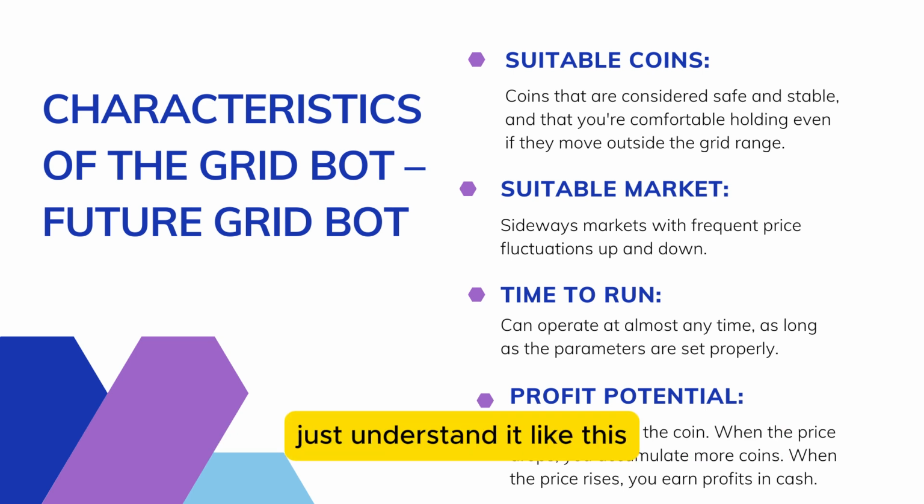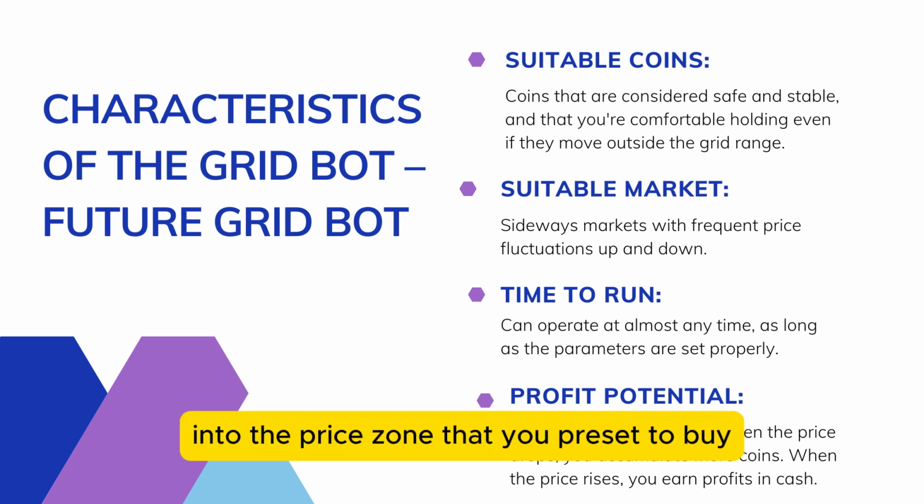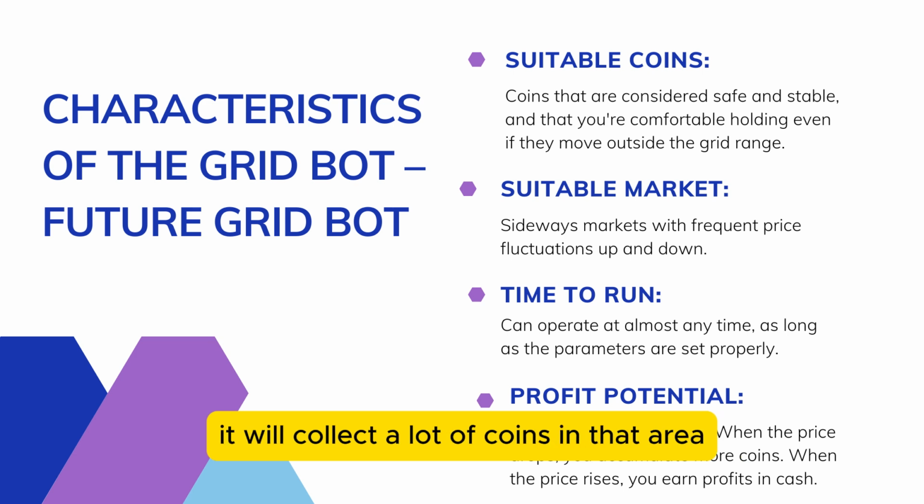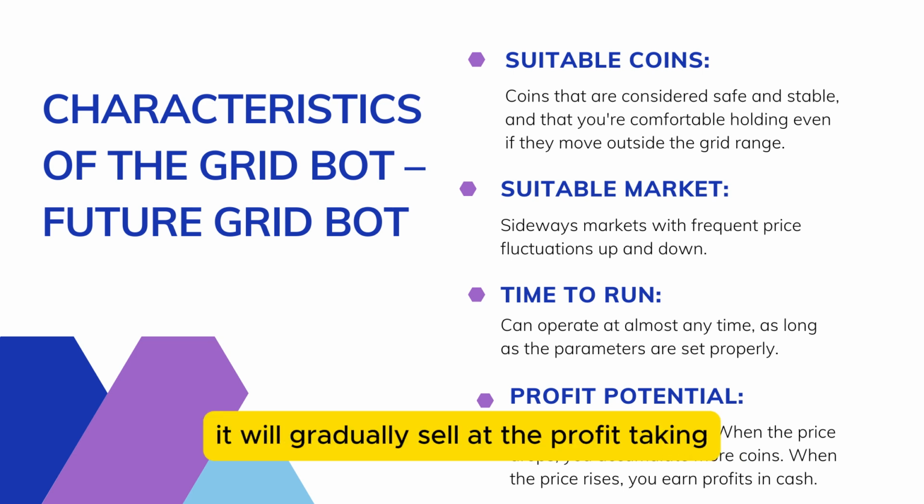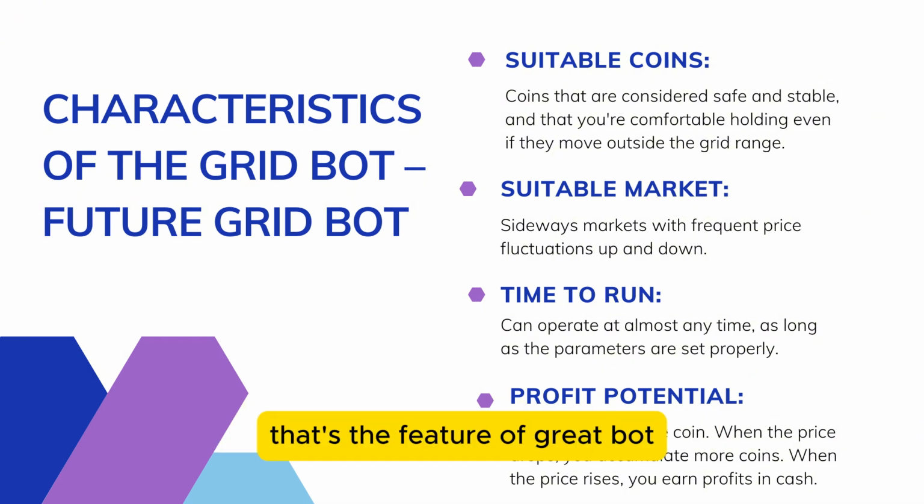Just understand it like this: when the coin goes down into the price zone that you preset to buy, it will collect a lot of coins in that area. And when the market goes up, it will gradually sell at the profit-taking points that you've preset. That's the feature of the grid bot and the future grid bot.